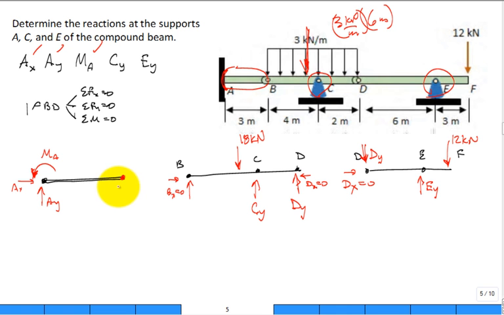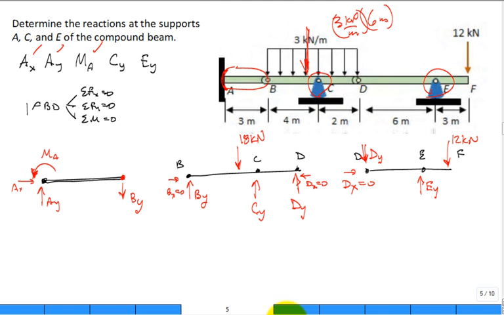Now I know the right direction for this B, isn't it? If this is B sub y pushing up, then this is B sub y pulling down, equal and opposite. I pause. Ask me a question or give me a thumbs up if you like all three of these. You like it? You're good? Perfect. Let's move.